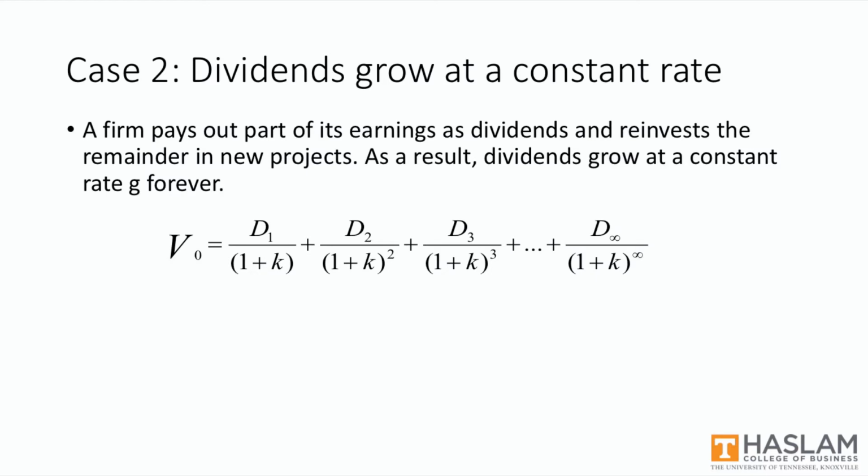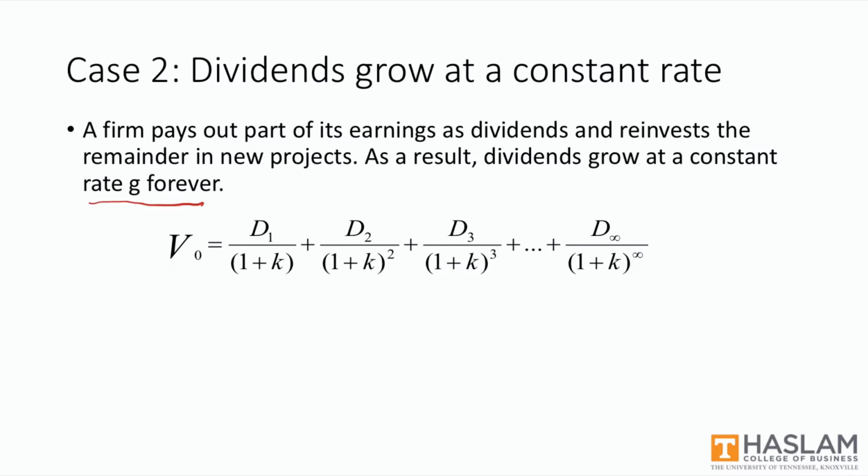Case 2, dividends grow at a constant rate. And in order for this to happen, you can imagine a firm that has some growth opportunities, and so it's going to take its earnings and split that into a dividend component and a reinvestment component. And because of this reinvestment in new projects, future earnings and dividends are going to be larger than current dividends. Here we've got a really simple structure where the growth is going to be constant forever.